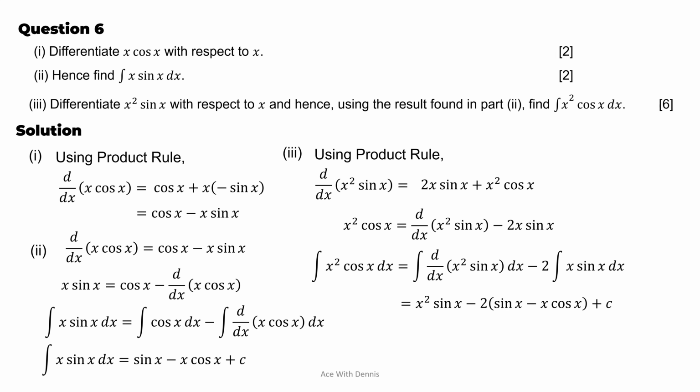And we get the answer is x squared sine x minus 2 bracket sine x minus x cosine x plus c. Expand the bracket, we get x squared sine x minus 2 sine x plus 2x cosine x plus c.